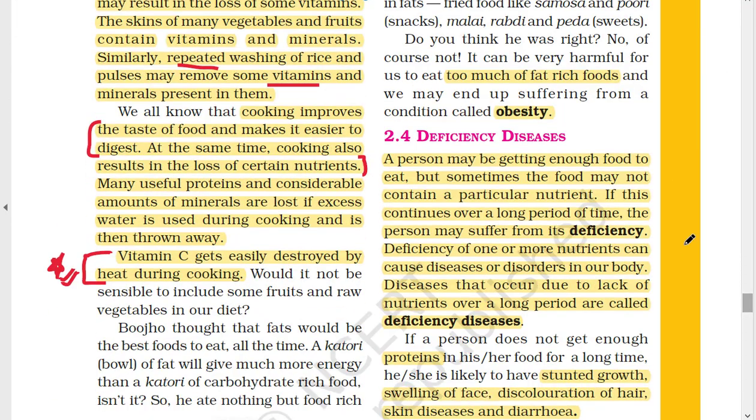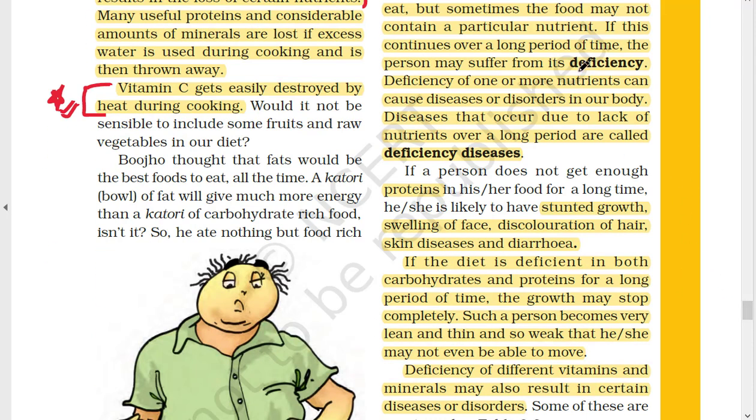So obesity, I just told you that if you are eating too much of fat rich foods or too much of carbohydrates, it may lead to obesity. That means you will be overweight. So what are the deficiency diseases? If you are not getting one particular nutrient from your food for a long period of time, then it may result in its deficiency.